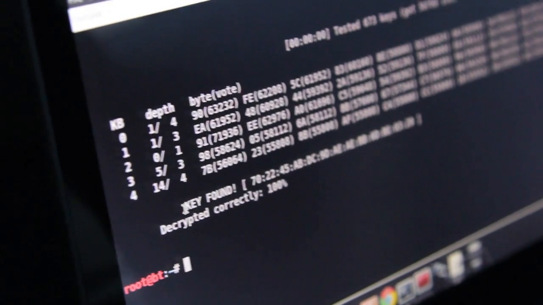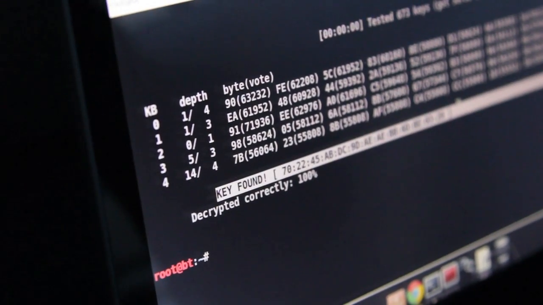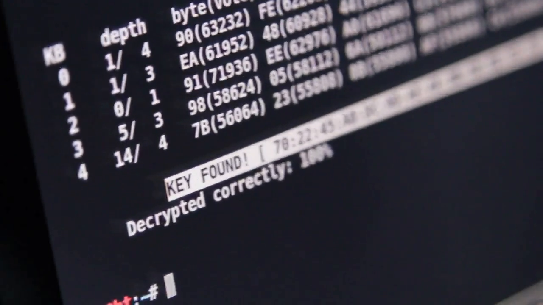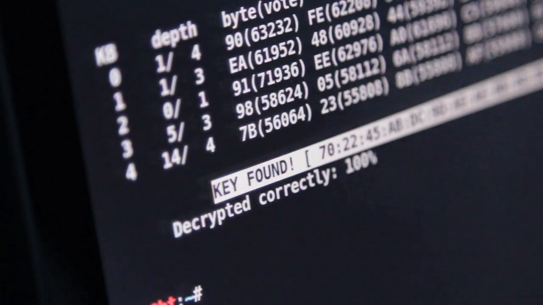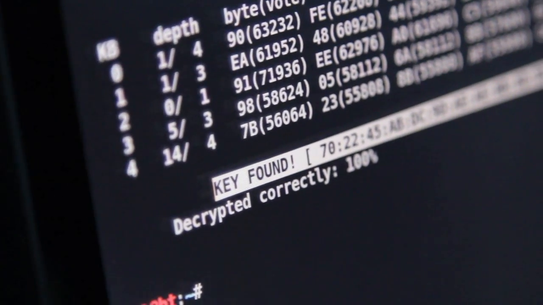We cracked the key. You can see right now the key that's been cracked. You won't know, obviously, what the exact access point is, because we've got to redact some stuff. But there you can see within a few minutes, we have cracked the key. It says key found and decrypted correctly 100%.